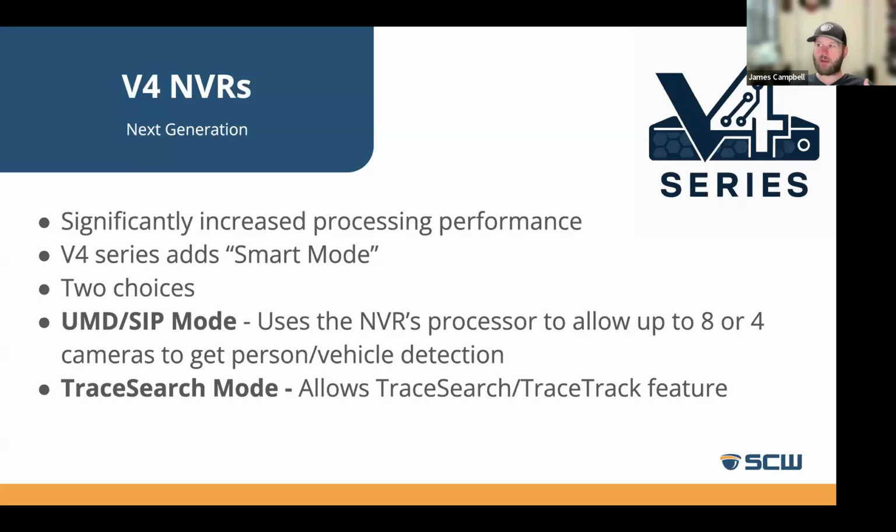And what that will do is it will use the NVR's processor to allow up to 8 or 4 cameras. So 8 if you're doing the ultra motion detection, or 4 if you're using smart intrusion. And so if you have older cameras, so let's just say you have some of our V1 or V2 cameras, which may not have supported those built-in analytics, you actually can make some of those cameras smart and get the analytics. So if you have older cameras out there, that could be a really good option.